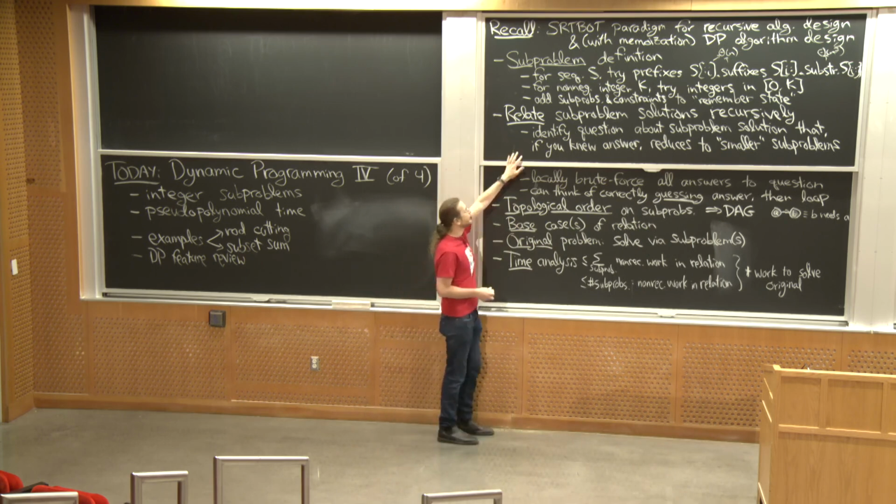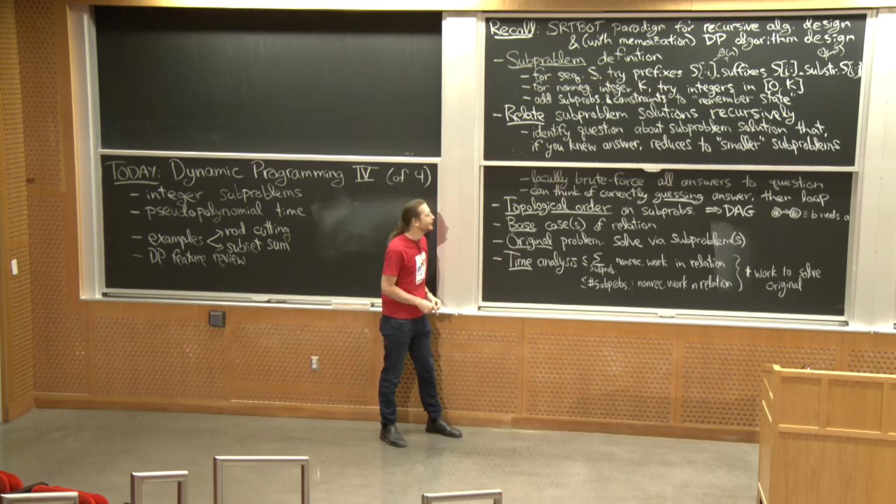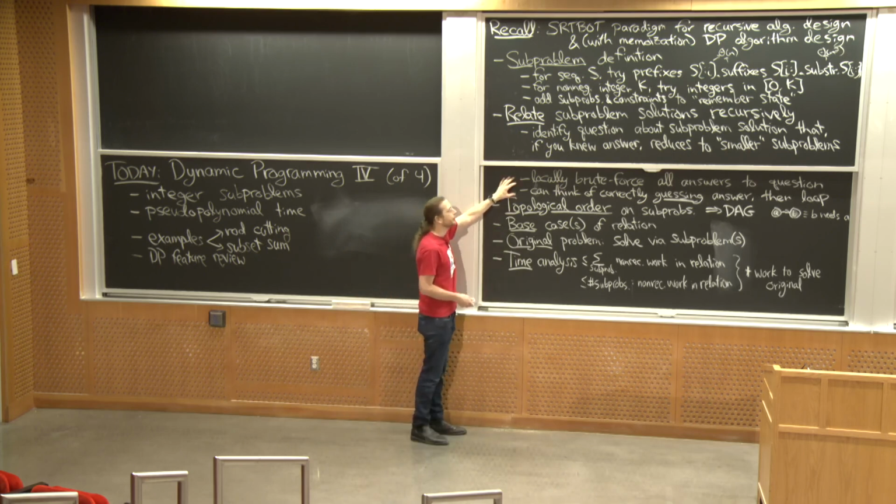So once you identify this question, it's very easy. DP is all about just brute force anything that you want, and usually that leads to a pretty good running time as long as the number of possible answers to that question is polynomial.